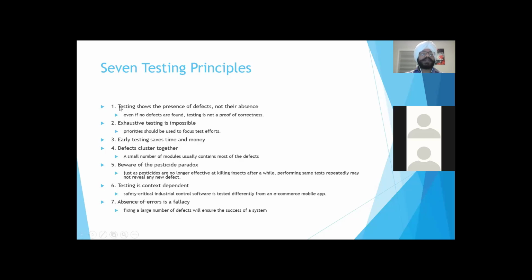I'll keep my speed a little bit slow so that you have enough time to read these statements as well. The first principle is this: regardless of how many test cases we have executed, if we keep on finding defects, that's very good. If we don't find any defect even after continued testing, that does not mean there are no defects. It may also mean that the testing has become ineffective.